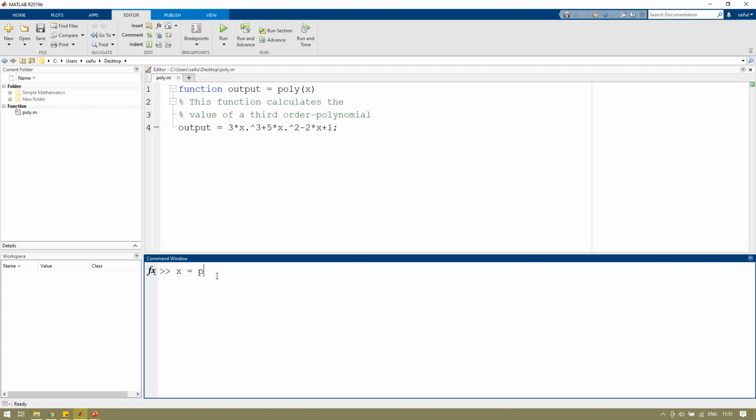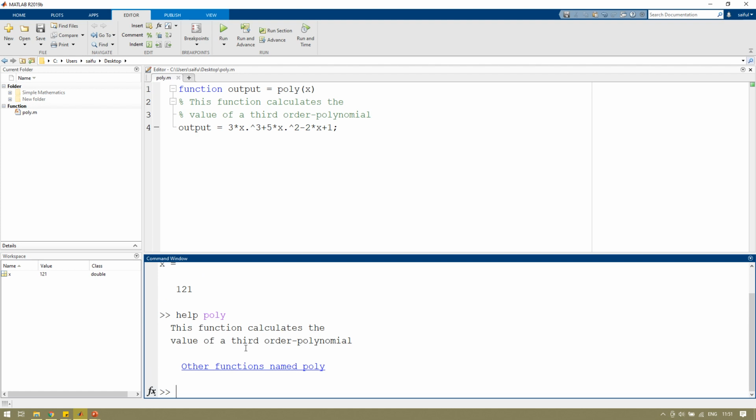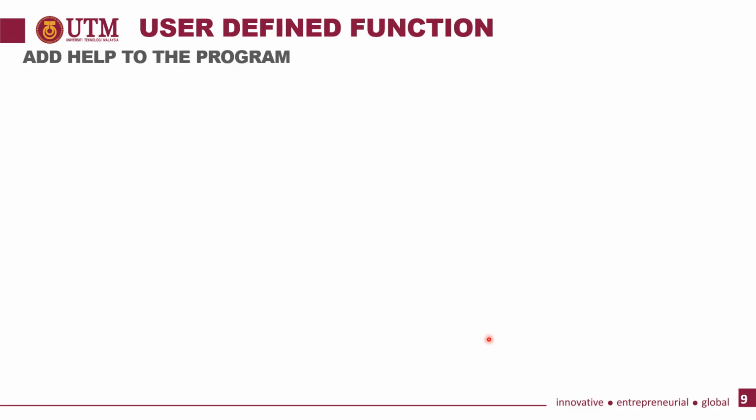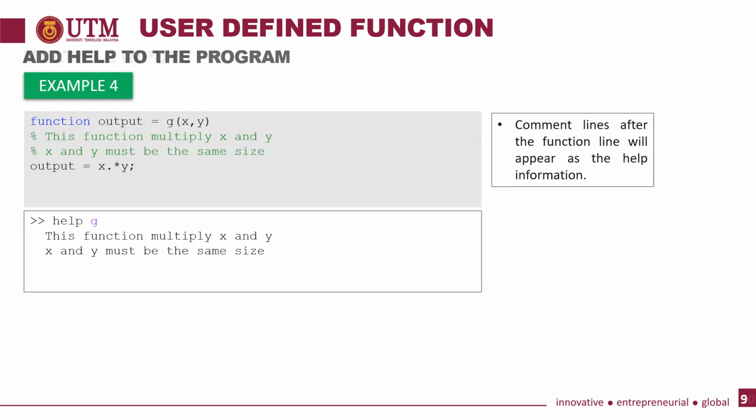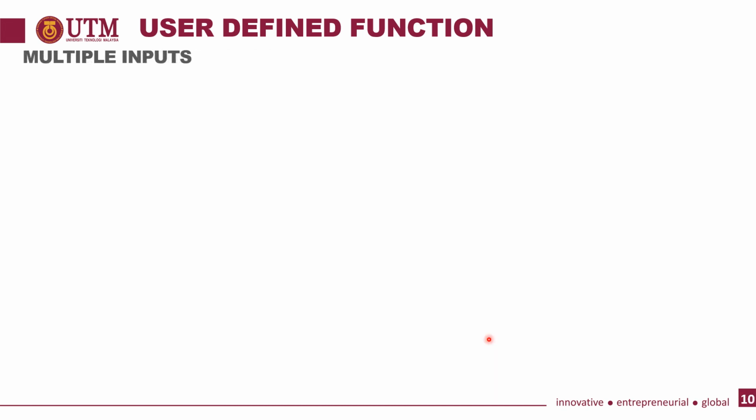3, and you will get the answer x equals 121. If you want to know what the function is about, you can just type help poly, and it will show your help information: this function calculates the value of a third order polynomial. That is how you can create an M-file function and add help to the program.